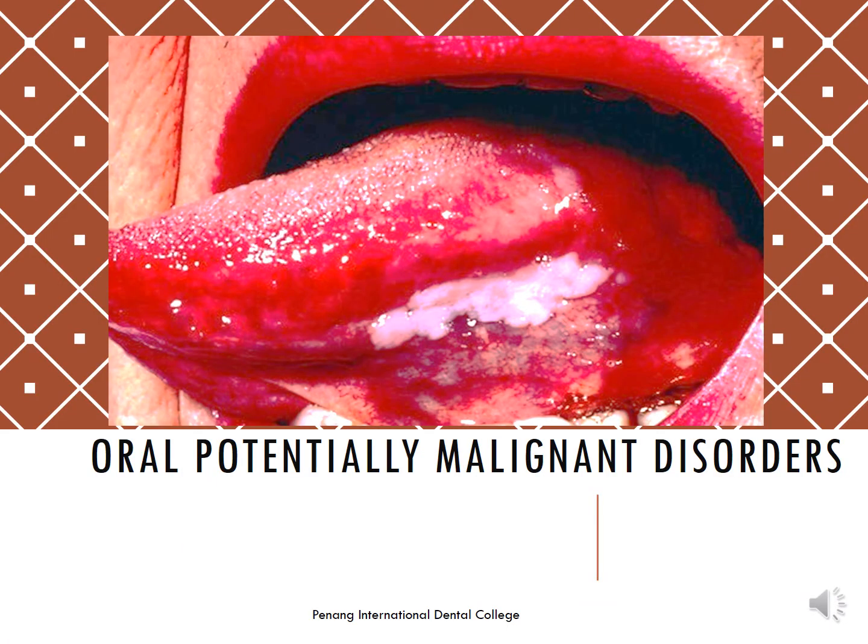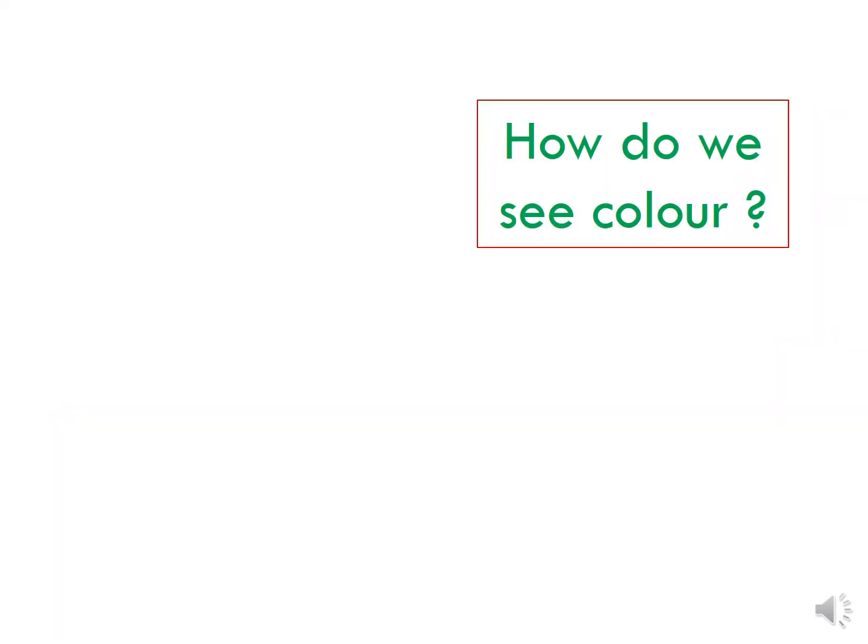So let's move on now to the next topic, that is oral potentially malignant disorders. So in this topic, I will first explain to you what are the causes of appearance of change in color in the mucosa, and then we will look at what is the reason for white appearing lesions and red appearing lesions in the oral mucosa, and thereafter specifics of oral potentially malignant disorders.